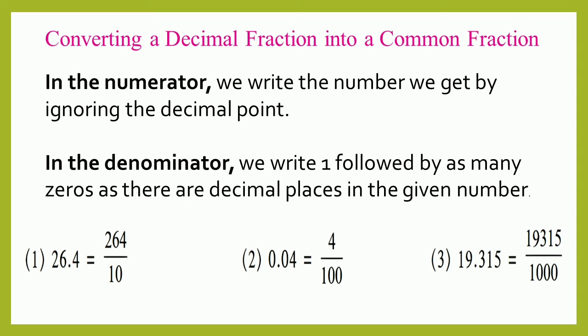While writing in the denominator, first we will write 1, and since there are 2 places after the decimal point, we will put 2 zeros. So the answer will be 4 upon 100.